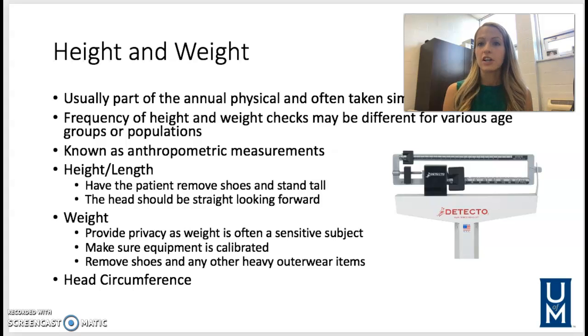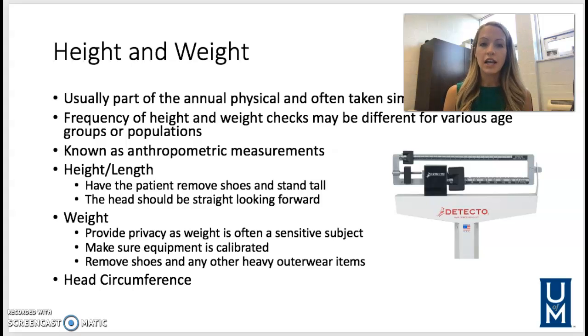So we're going to begin by talking about height and weight. If you've ever been to a doctor's office, you've probably had your height and weight taken at some point in time, maybe even if you were just a child. It's often part of an annual physical exam, and they're often taken simultaneously. So you may hop on the scale, and it also has a stadiometer that measures how tall you are. These are also known as anthropometric measures.